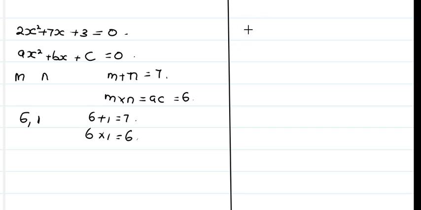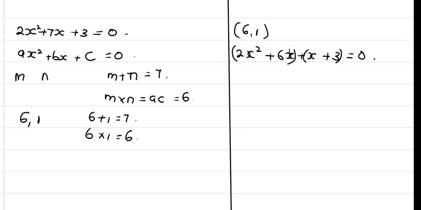So now that we have the two numbers, they are 6 and 1, we can factorize them in our equation here, where we can start with 2x squared, then we factorize this term 7x. Instead of writing 7x, I can just write it as 6x plus x, because 6x plus x is 7x, then plus our c, which is 3, is equals to 0. Then I can divide the equation into two parts like this.